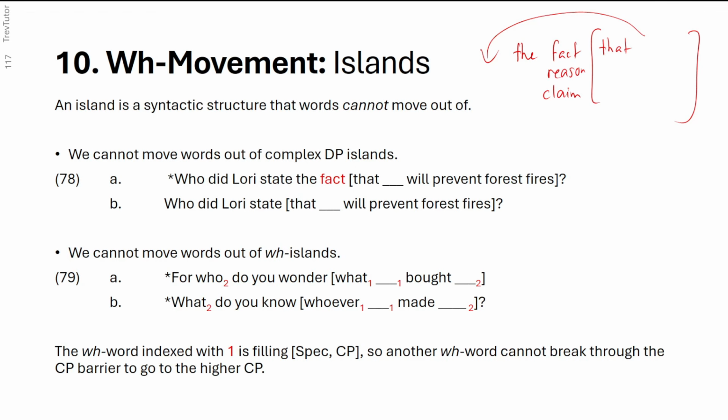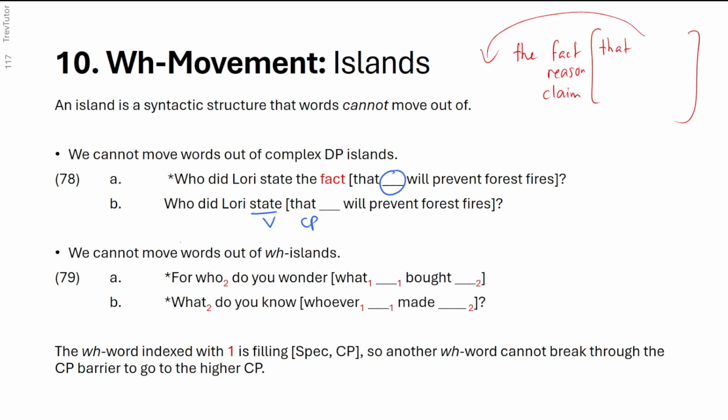For example, 78a, who did Lori state the fact that will prevent forest fires? That is not a grammatical sentence, because we're pulling the subject WH word out of a complex DP. But if we just have this as a regular object, so who did Lori state that will prevent forest fires, this is totally fine. This is just the verb, and this is its CP complement, so we can pull the WH word out.